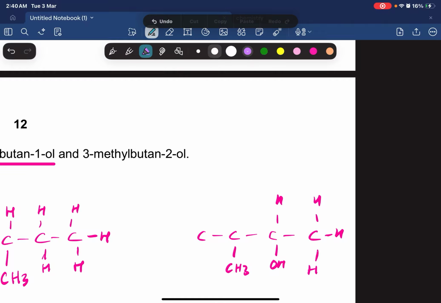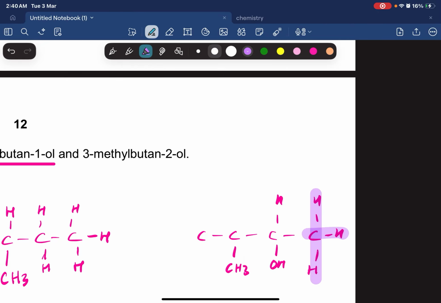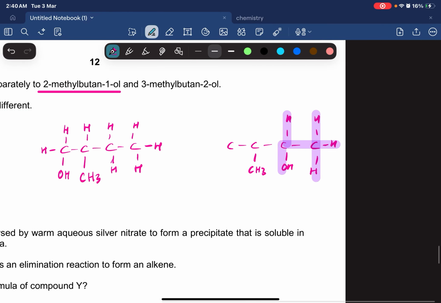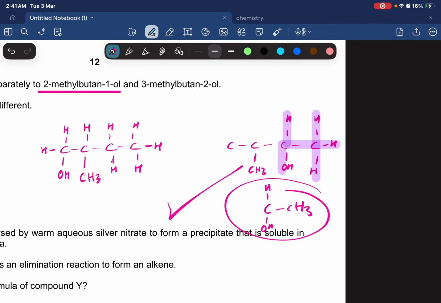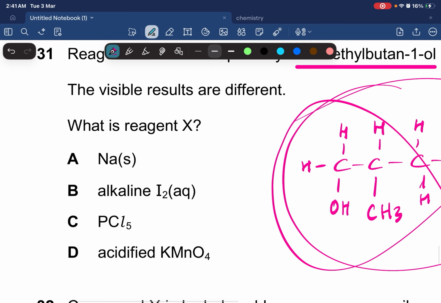Look. Can you see something strange over here? Look at this thing. Can you identify this functional group? What kind of group is this? This is a CH(OH)CH3. Well, this is going to give you a positive iodoform test, and this is not going to give you an iodoform test. So, do we have alkaline I2? Yeah, we have. And we are correct.